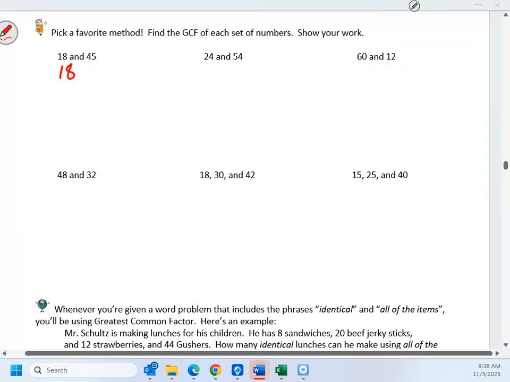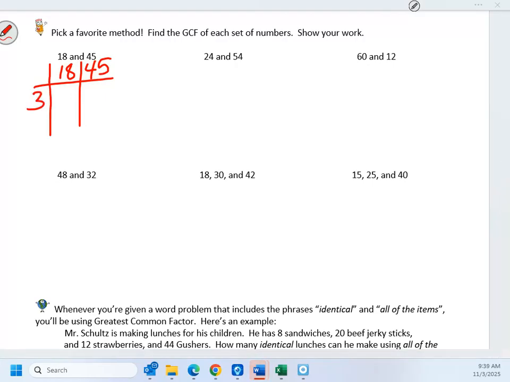So let's do that table now with 18 and 45. I know I can divide a 3 out of 18 and a 3 out of 45. 18 divided by 3 is 6. 45 divided by 3 is 15.